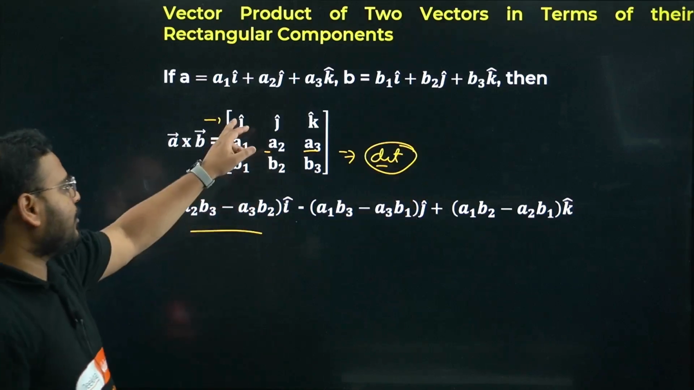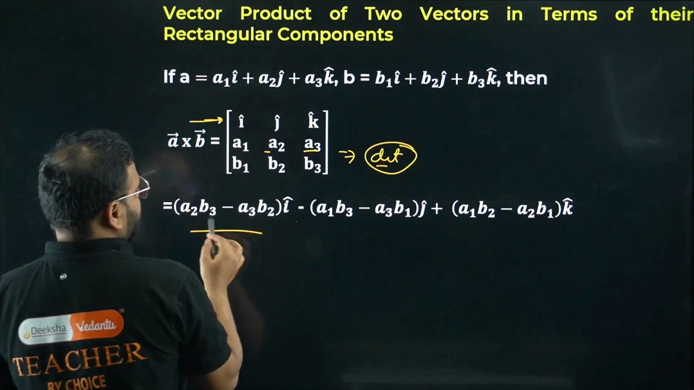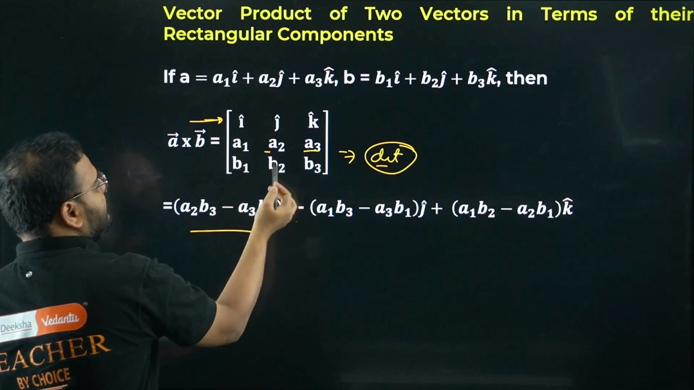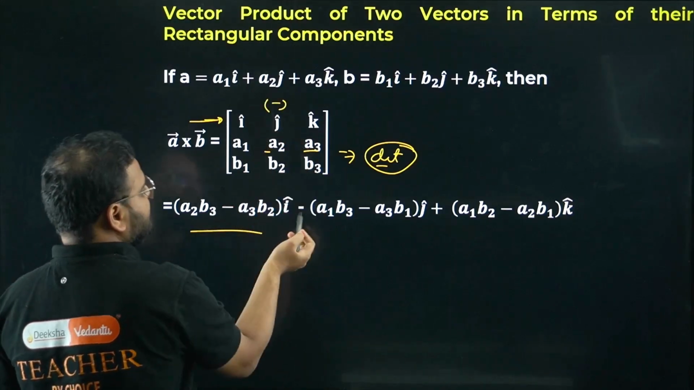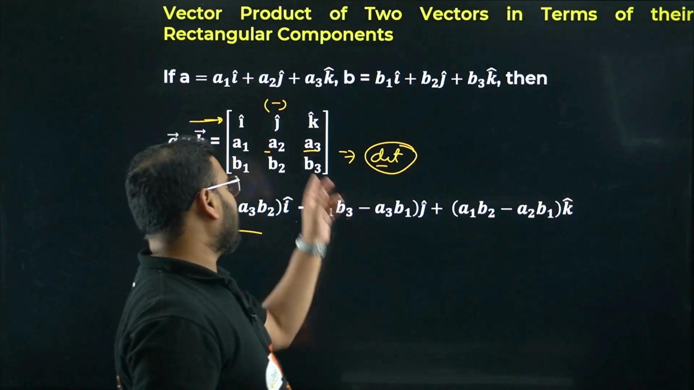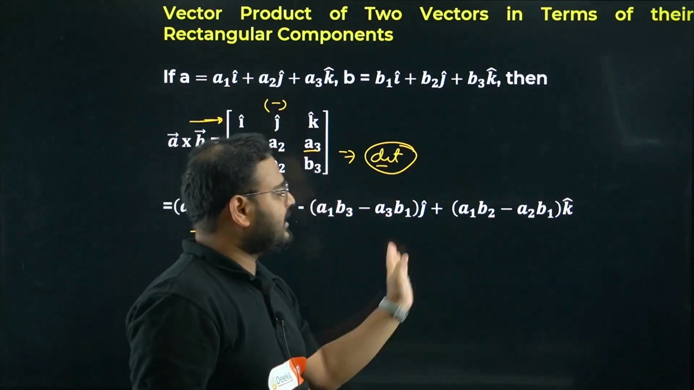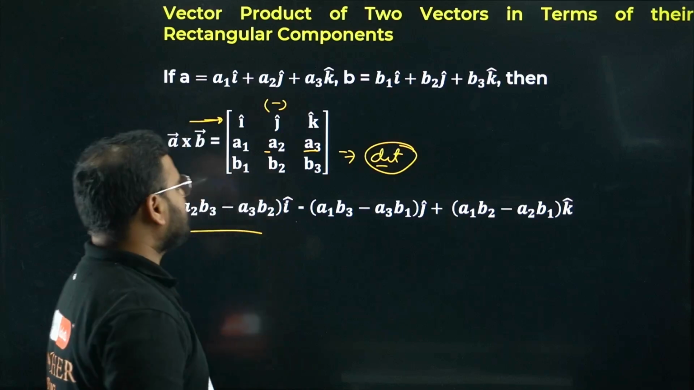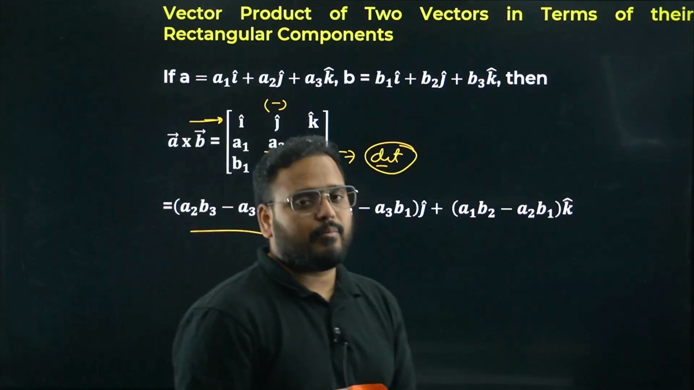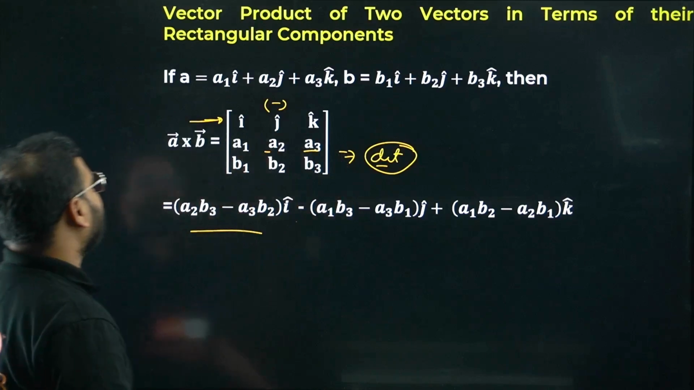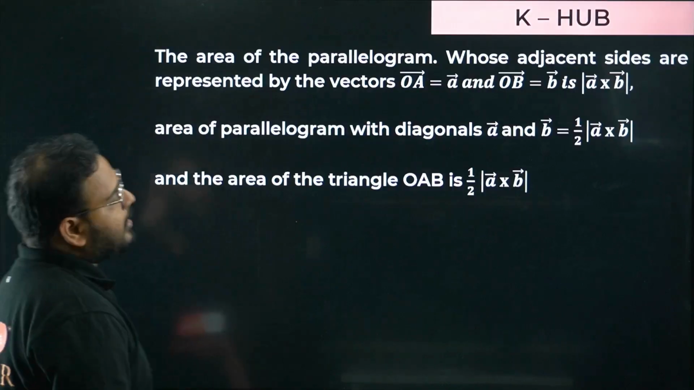Opening across the first row, I cap times A2 B3 minus A3 B2, then it will be negative, so minus J times A1 B3 minus A3 B1, like that. Again plus K with that to come. This is your cross product formula in the case of rectangular components. Taking the cross product with the help of rectangular components. Done. Now something in the knowledge hub.